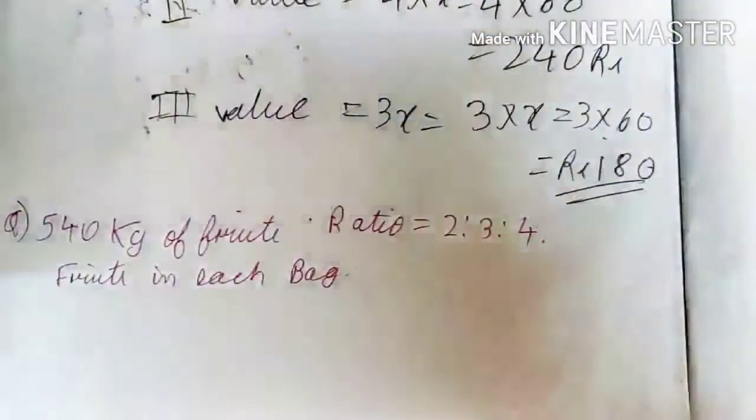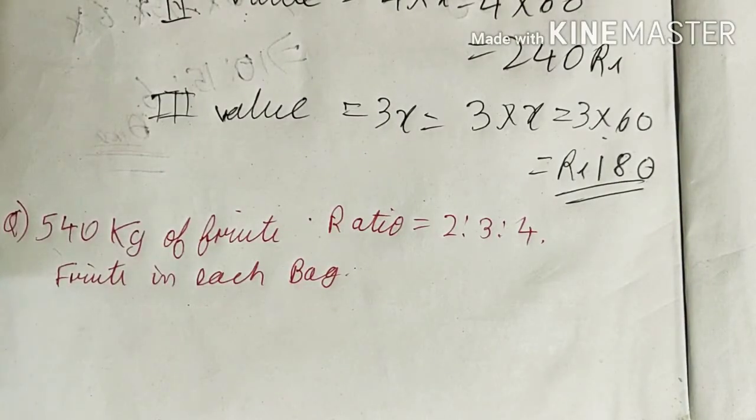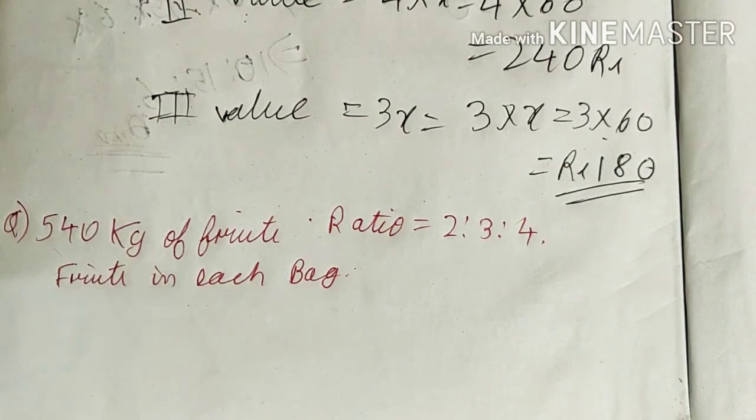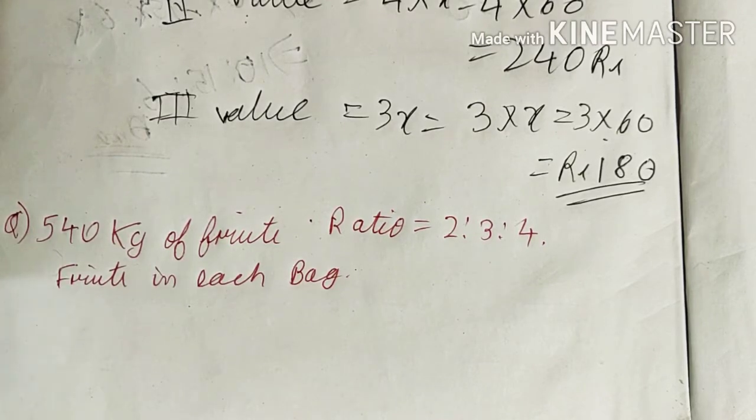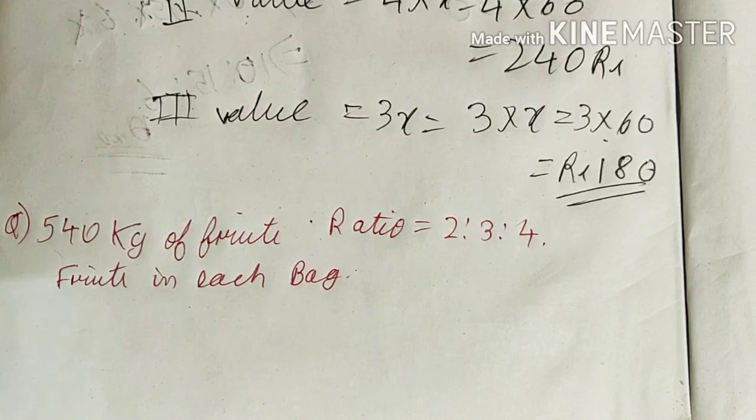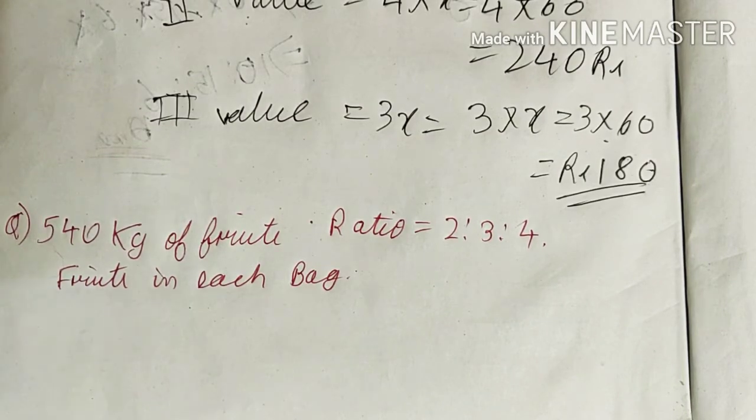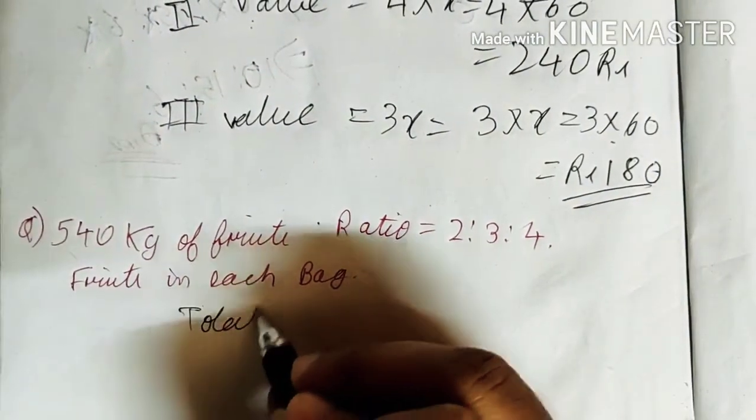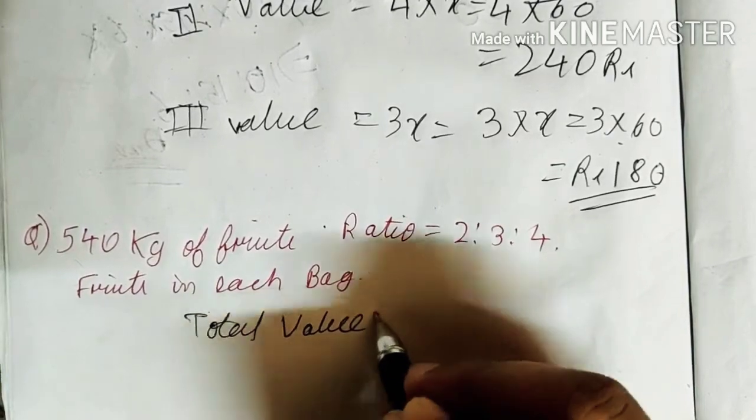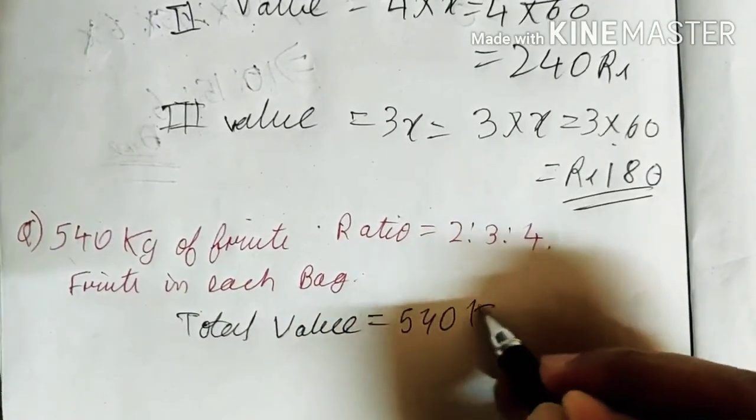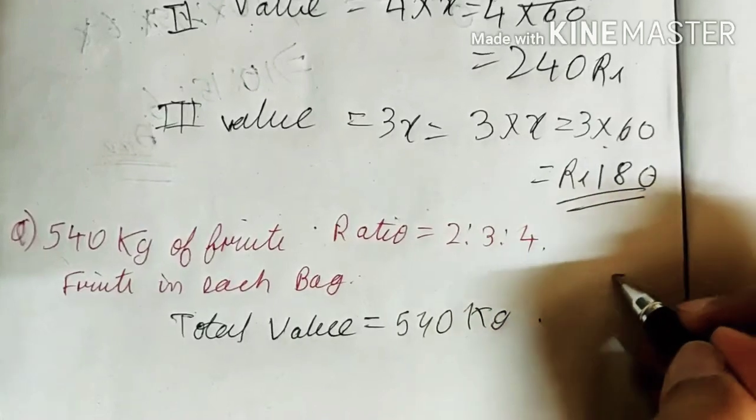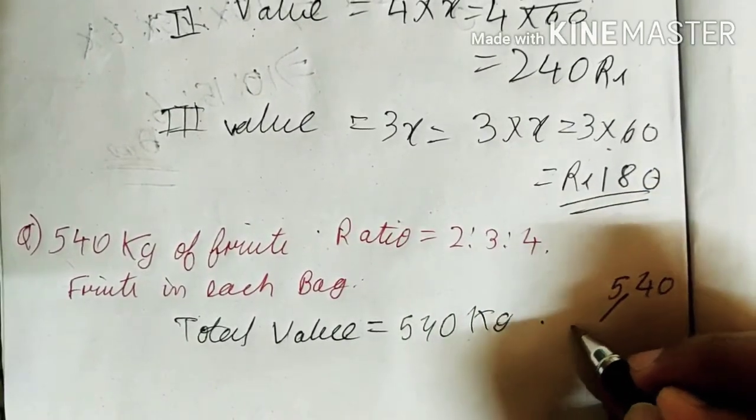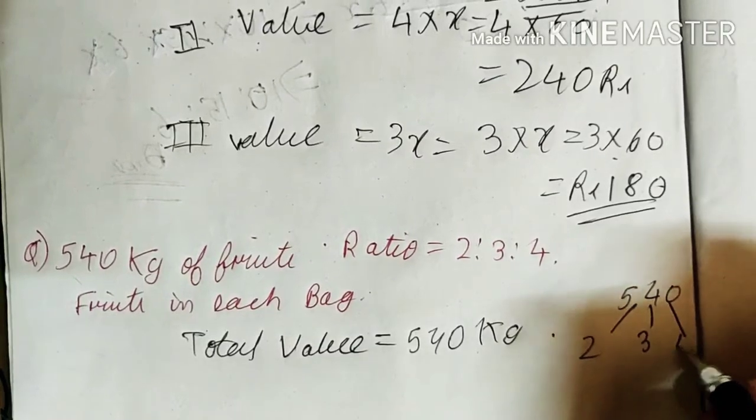Okay, so our next question here is, you have to divide 540 kg of fruits in 3 bags, and each bag will contain fruits in the ratio 2:3:4. Okay, so how much fruit will each bag contain? So again here the total value was 540 kg, and here 540 is divided into 3 parts, 2, 3 and 4.